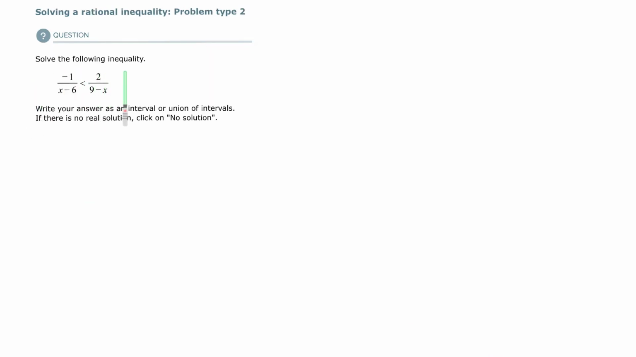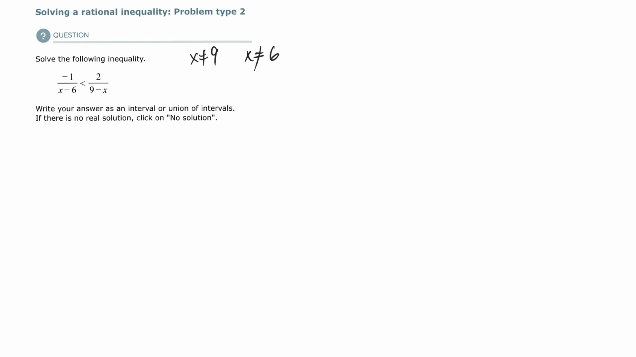Solve the following inequality. This is actually a rational inequality. There's a rational function on the left side of the inequality, and there's a rational function on the right side of the inequality. So we already know that x can't be 9. We gotta make a note of that. X can't be 9. So we'll not test 9, and we cannot test what other number? We also can't test x equals 6.